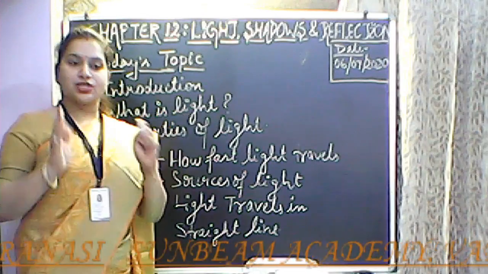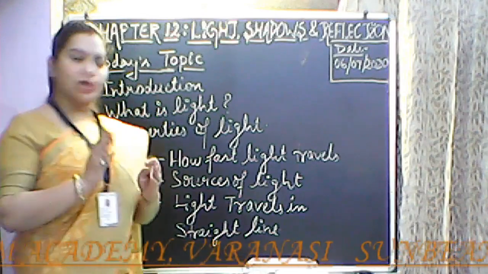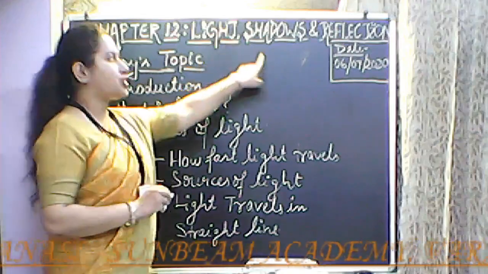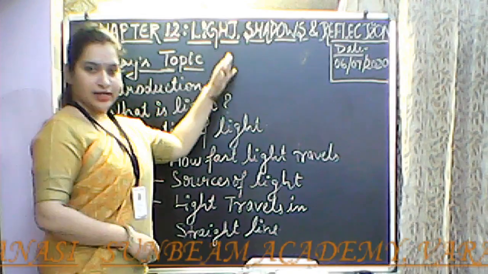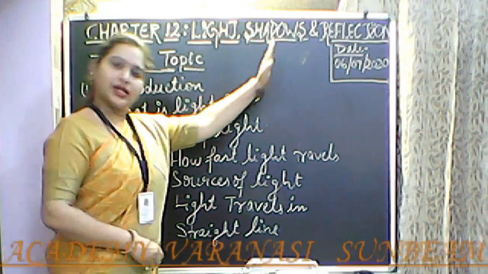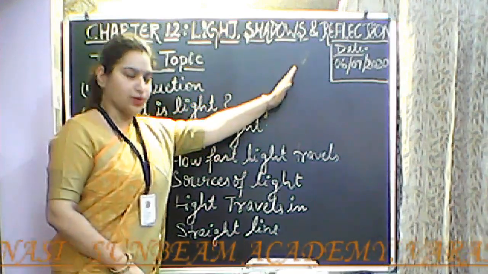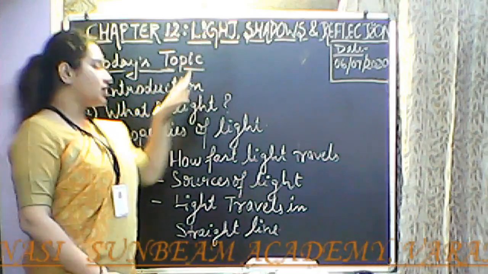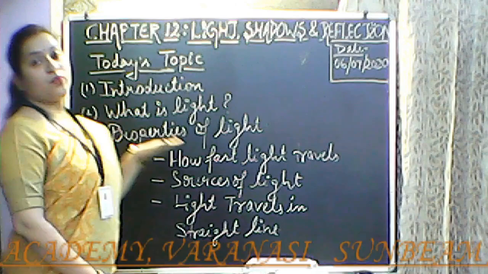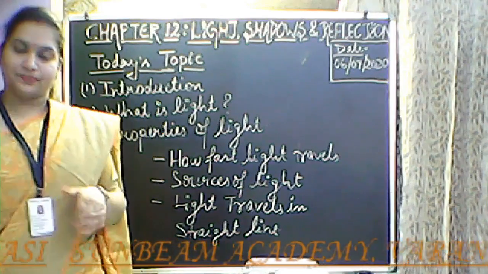See, this chapter is divided into three parts: light, shadows and reflection. So today we will start with light, then we will study shadows and then we will study reflection. Okay? So today we will only talk about light, what are the properties of light and what light actually is. Okay?